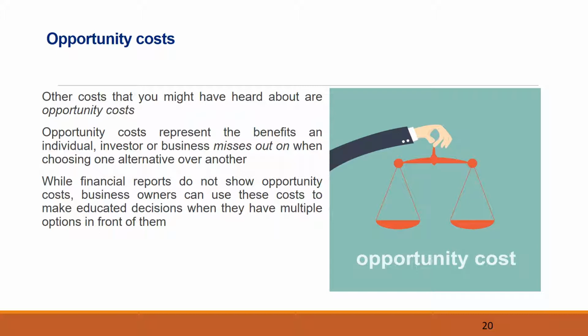Another type of cost that you might have heard about are opportunity costs. Opportunity costs represent the benefits an individual, investor, or business misses out on when choosing one alternative over another. Presume, for example, you decide not to complete your law program, but instead to study economics. If a lawyer can expect to earn $120,000 a year and an economist can expect to earn $60,000 a year, then the opportunity cost of studying economics instead of law is $120,000. Financial reports do not show opportunity cost, but companies and individuals do take this into consideration constantly when confronted with opportunities and thus have to make decisions.